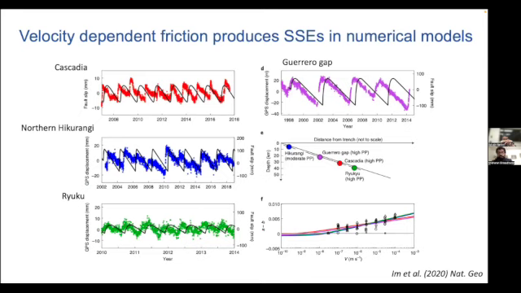Okay, so finally, I also want to show the really cool data set from KJ Im and others, which is numerical models that incorporate the velocity dependence of friction, A minus B and D sub C. And so this really nice study shows basically that incorporating velocity dependence of frictional stability produces slow slip events in models. And this mechanism also, interestingly, does not necessarily require near lithostatic pore pressure, although it definitely helps.